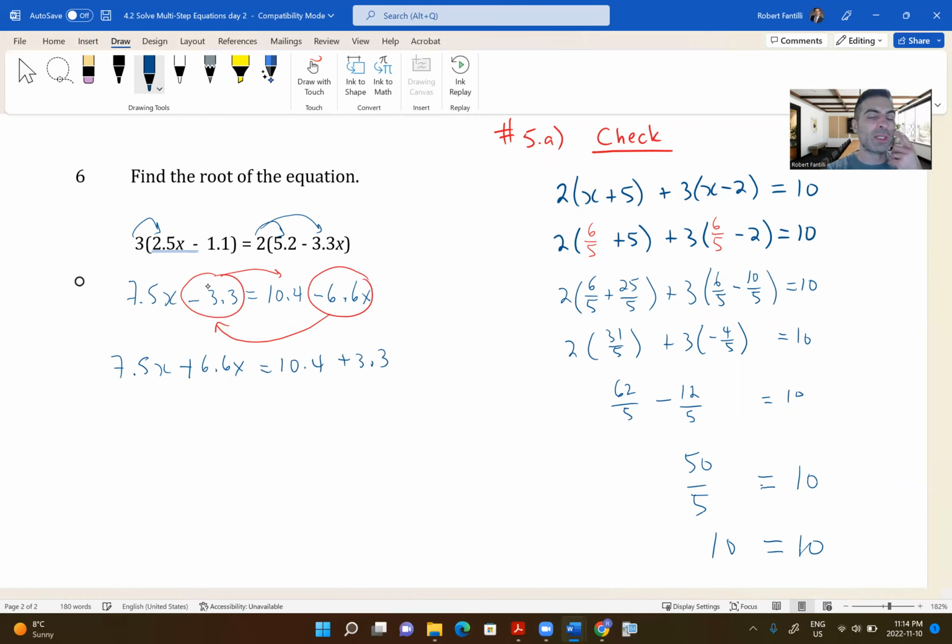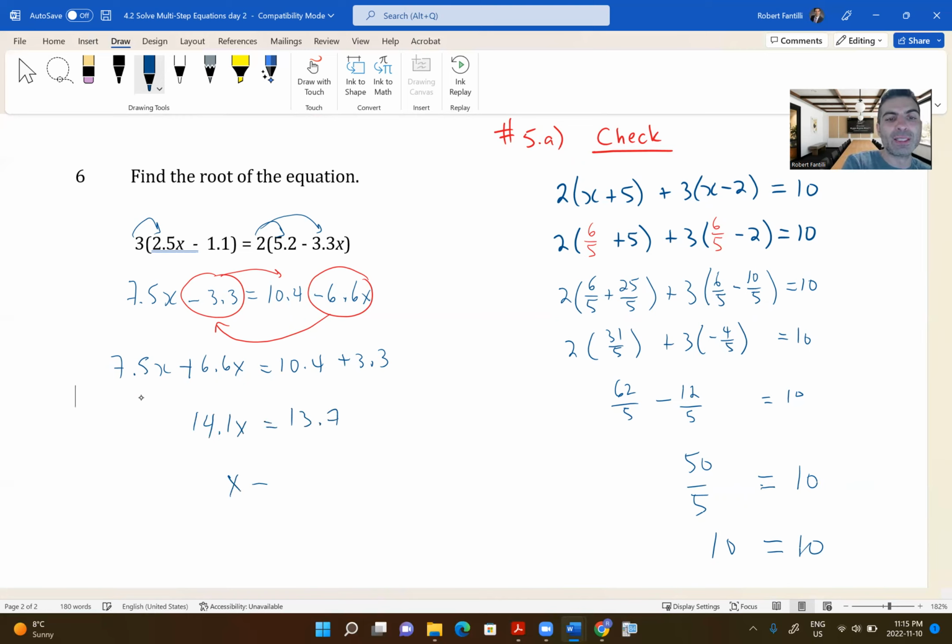You notice whenever I write something down, I wrote the 7.5x first because it was on the left side team first. The 10.4 was on the right side team first, so I wrote it and then the 3.3 came over. That's just a method I use. You don't have to do it that way. But if you get methodical about how you do your work, it ends up being a good routine and the questions kind of flow quickly. All right, so 7 plus 6 is 13, and then 0.5 plus 0.6 is 1.1. So that's 14.1x equals 13.7. So far, a lot of mental math.